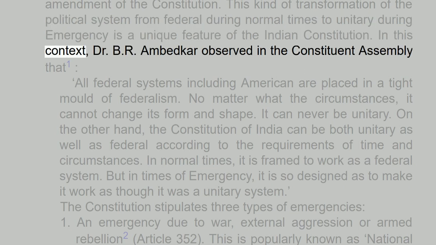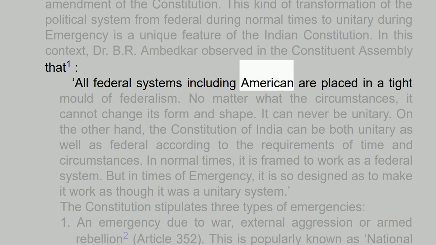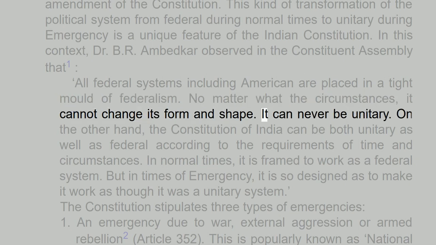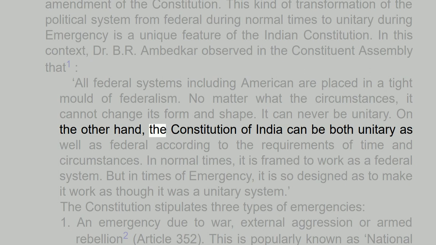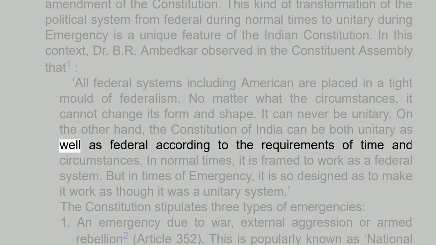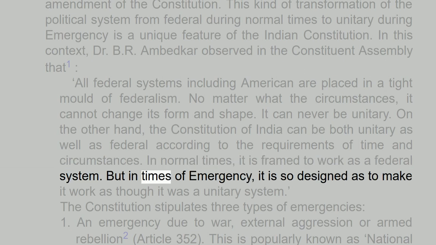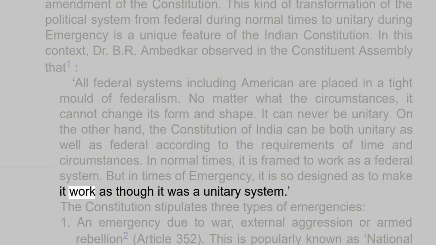In this context, Dr. B.R. Ambedkar observed in the Constituent Assembly that all federal systems, including the American, are placed in a tight mold of federalism. No matter what the circumstances, it cannot change its form and shape. It can never be unitary. On the other hand, the Constitution of India can be both unitary as well as federal according to the requirements of time and circumstances. In normal times, it is framed to work as a federal system. But in times of emergency, it is so designed as to make it work as though it was a unitary system.